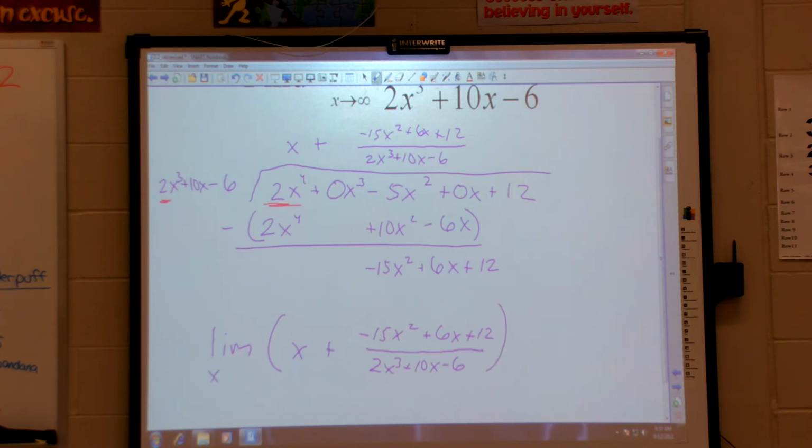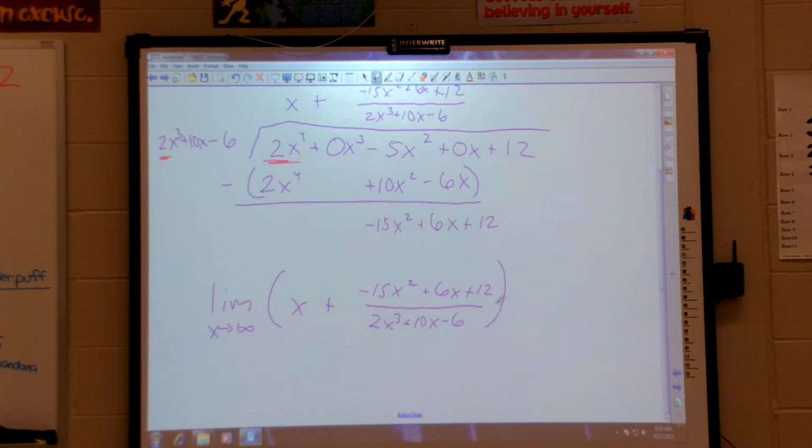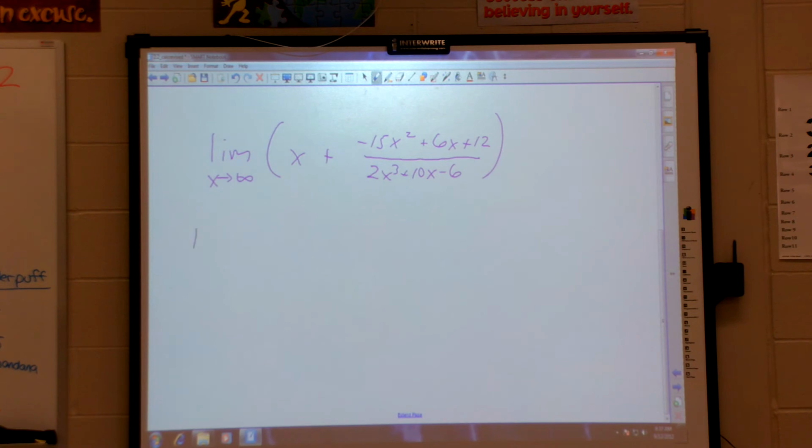This limit as it goes to infinity. Take the limit. Which means I can break that up, correct? Take the limit of x, take the limit of that second part.